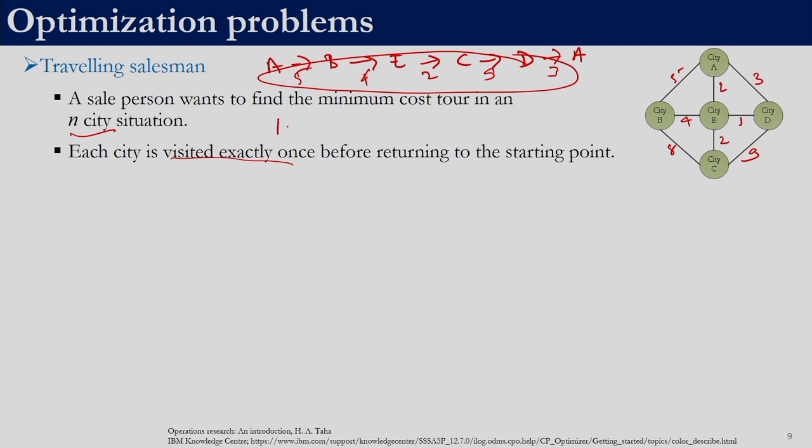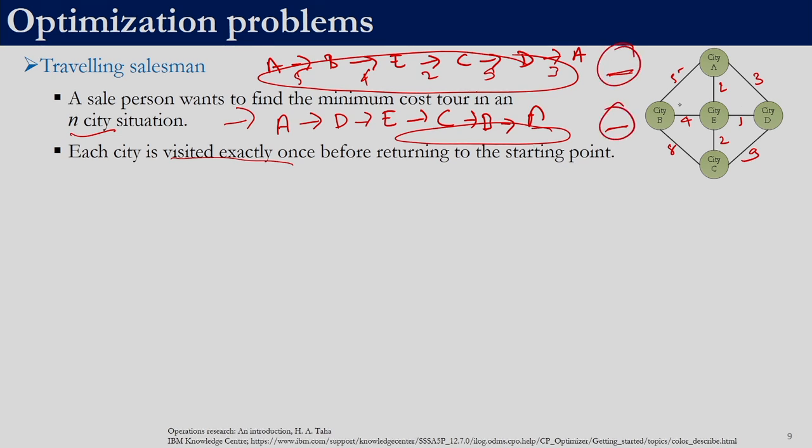Similarly, another tour can be, instead of going to city B, let us say he decides to go to city D, then to city E, then to city C, then to city B, and then he comes back to city A. Again, there is a cost associated with each of these, and we can calculate the total cost. Depending upon the route the person takes, the cost is going to be different. So the task here is to find which path is to be chosen such that the total cost required to tour all the cities without repeating any of them and come back to the starting point is minimum. This is a classical problem known as the traveling salesman problem. There are various ways to solve it.